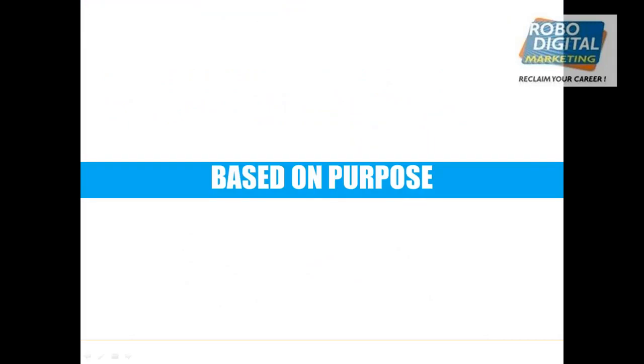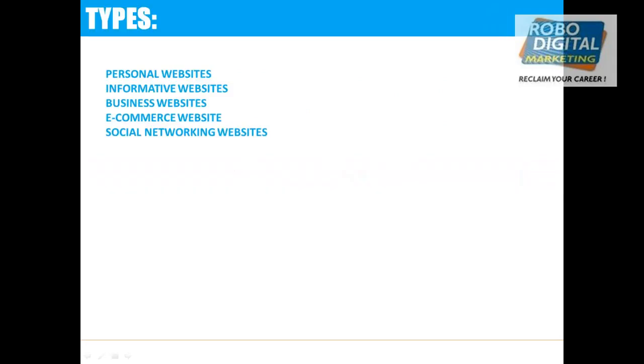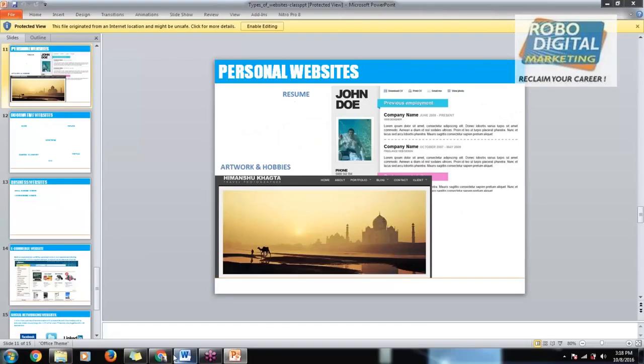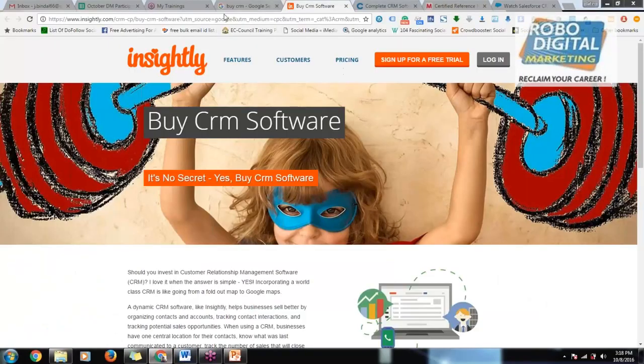Next is based on the purpose, why you have built the website. On that we define different categories. There are 5 categories primarily: personal websites, informative websites, business websites, e-commerce websites, and social media networking websites. An example of a personal website could be like this.